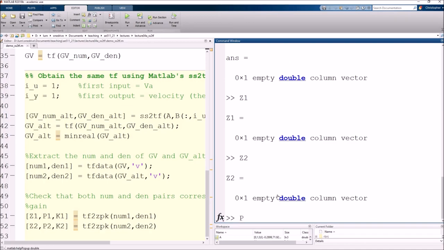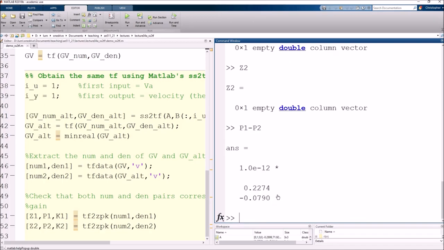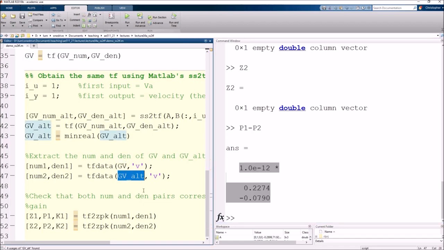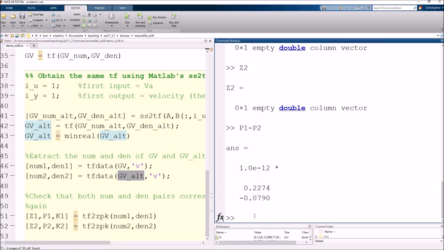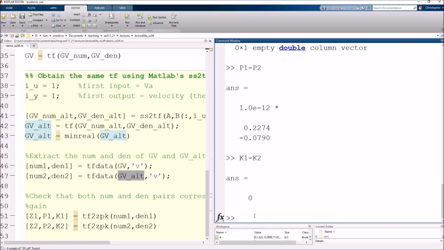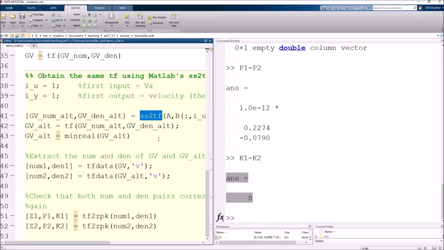Now, let's look at the poles. P1 minus P2. Look at that. E to the minus 12. So yes, these things have the exact same poles. So transfer functions GV and GV alt have poles in exactly the same location all the way down to machine round off precision. Now let's look at the gains. K1 minus K2. Aha, look at that, exactly zero. So yes, I'm very confident at this point that MATLAB's SS2TF calculated the correct transfer function, once we go ahead and do this minimum realization and the pole zero cancellation.